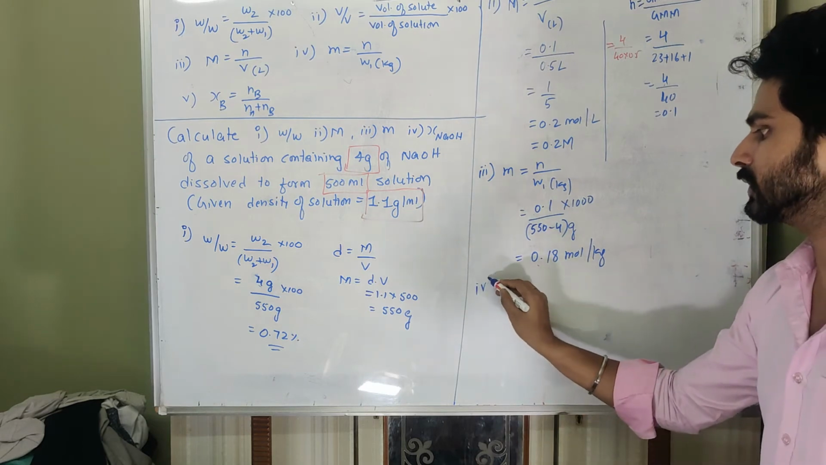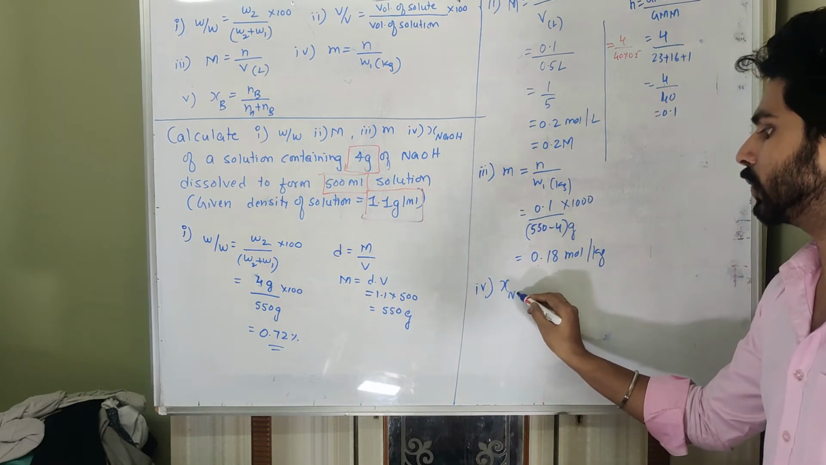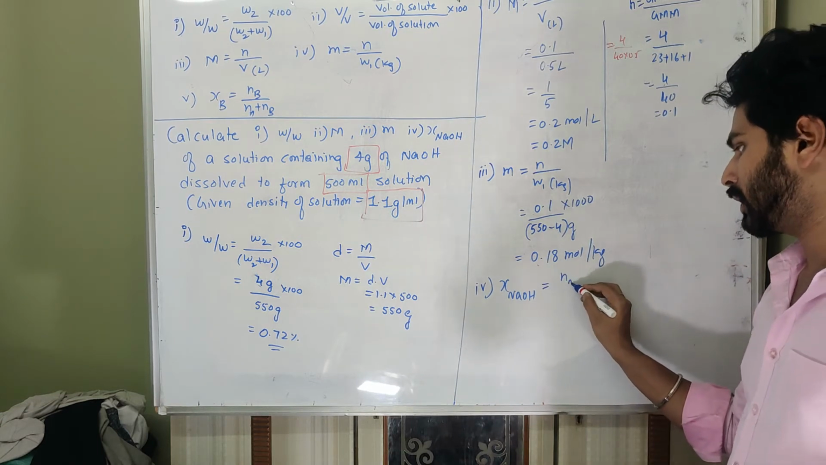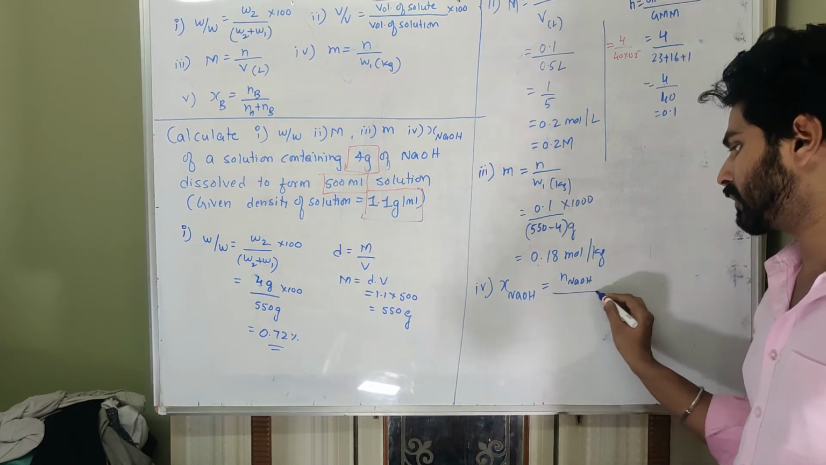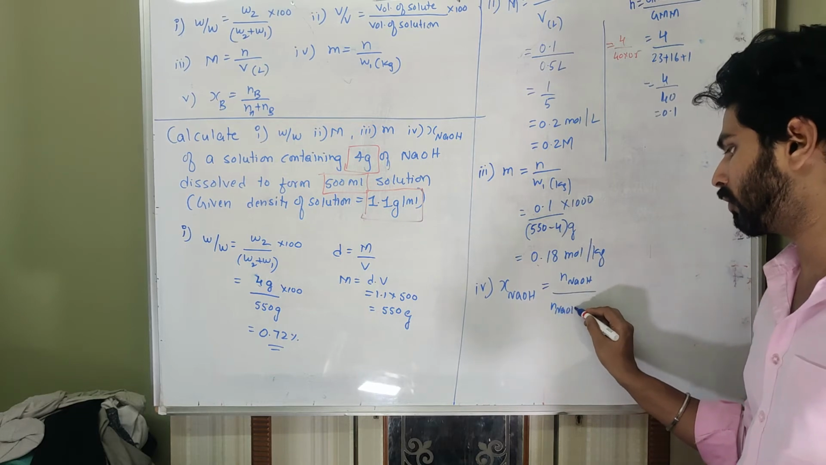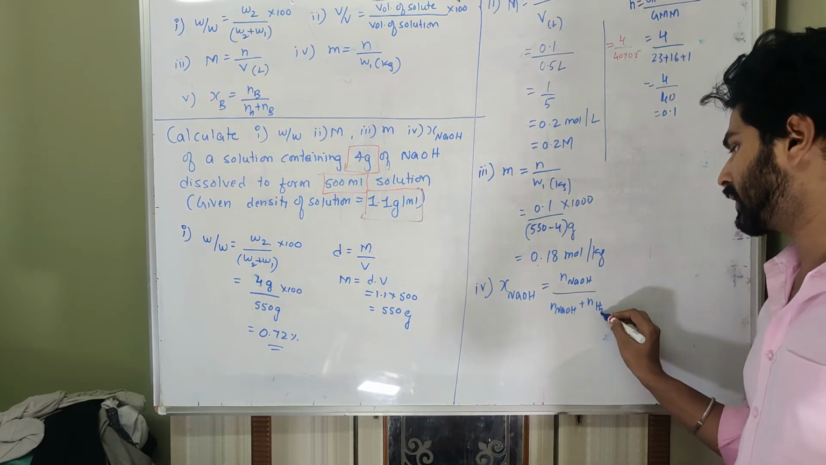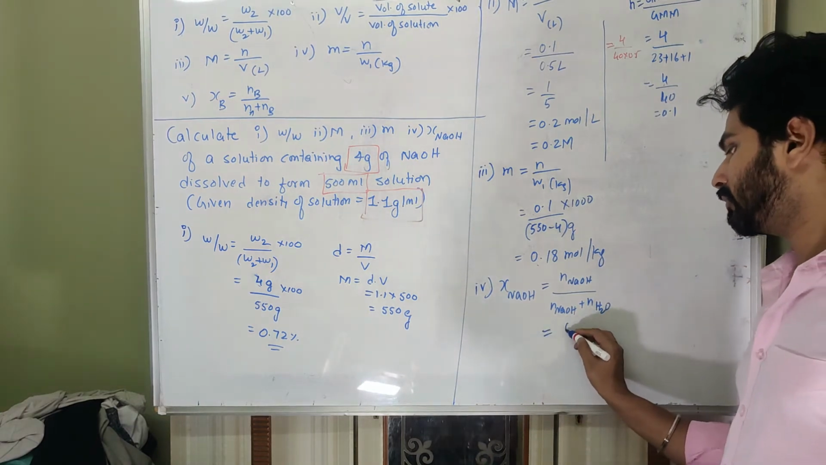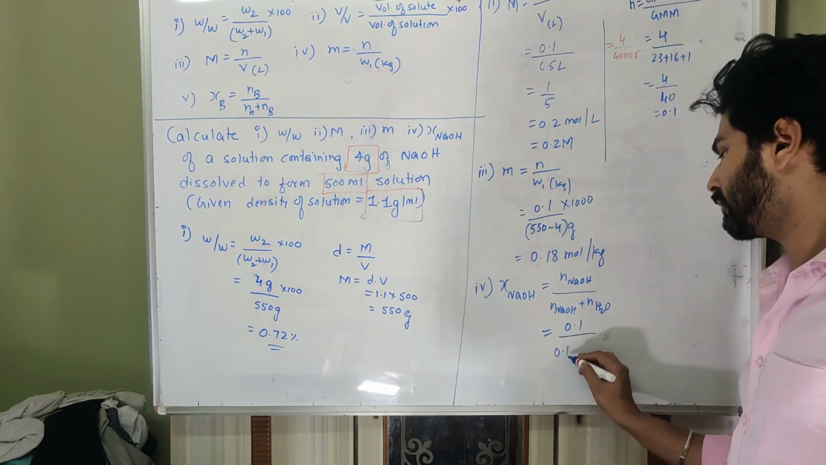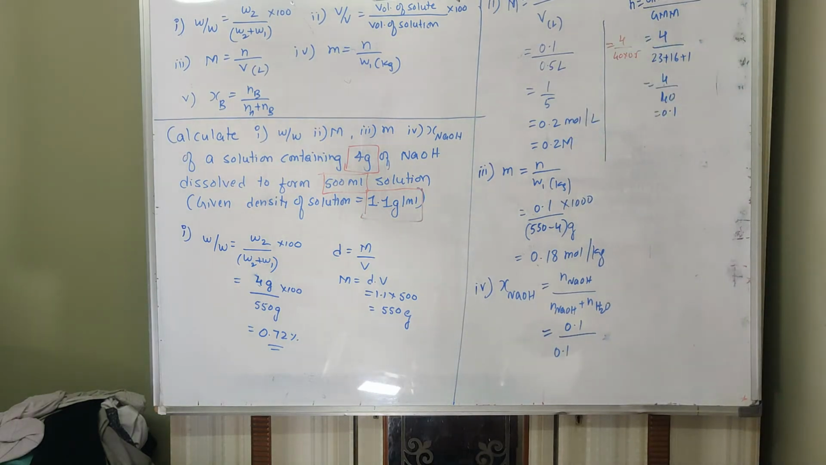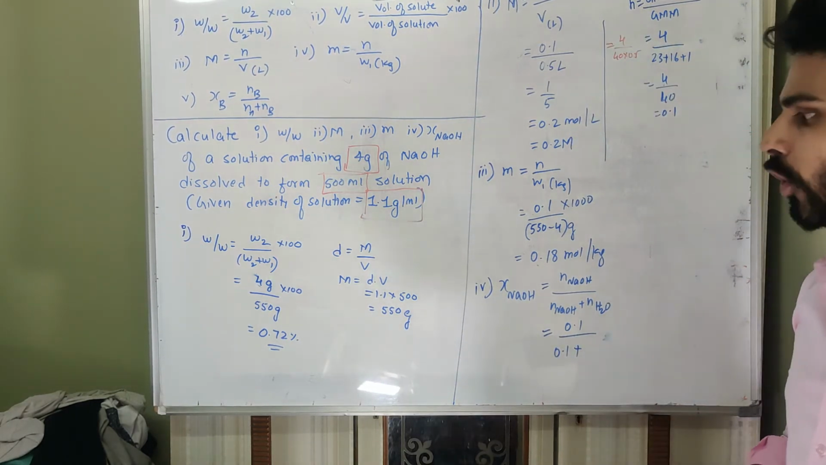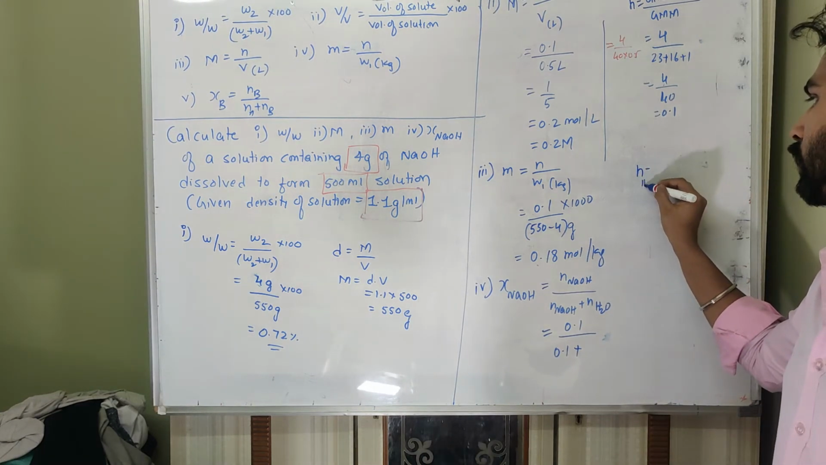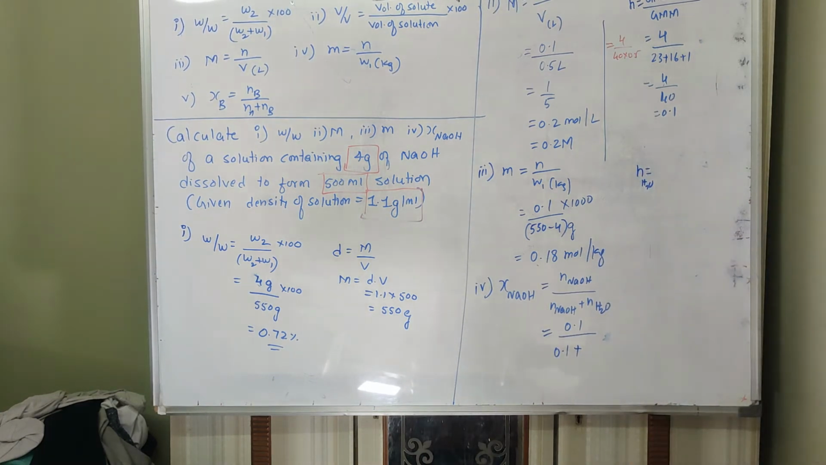Now the last one is mole fraction of NaOH. Mole fraction of NaOH is equal to mole of NaOH upon sum of moles of all the components. Here there are two components, water and solute, that is NaOH. Already we have calculated mole of NaOH in these calculations. We have to now know mole of water. So mole of water can be calculated. Mole of water means mole of solvent.